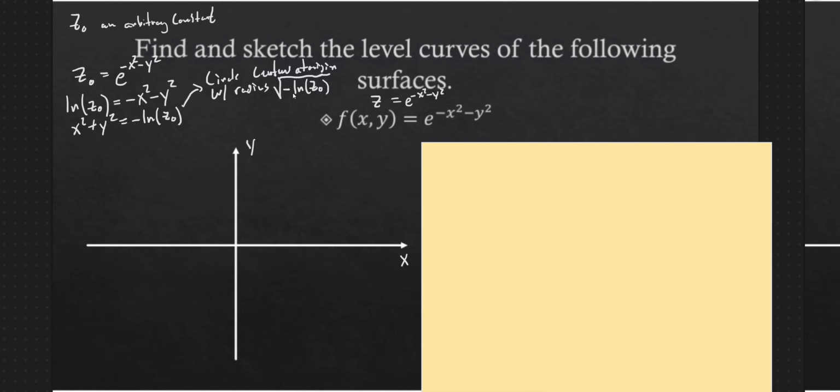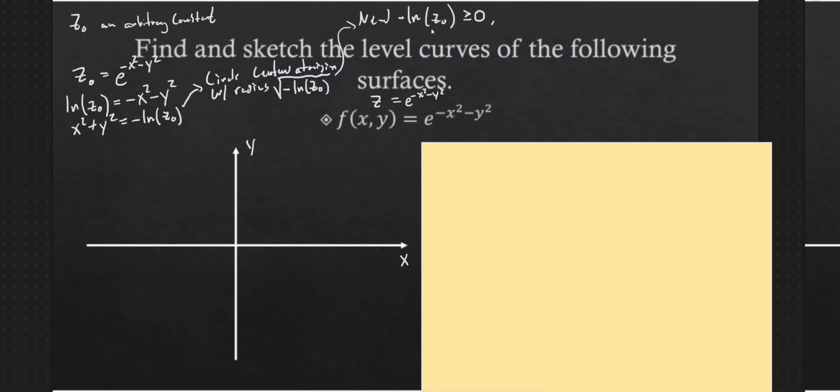Now, the fact that this is negative natural log of z naught, and it's under a square root, means natural log of z naught better be negative, so that negative natural log of z naught is positive and I can actually take a square root. Let me make a note of that up here. In order for there to actually be a curve at that height, we need negative natural log of z naught to be greater than or equal to 0.